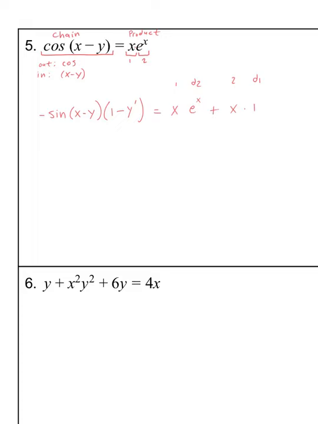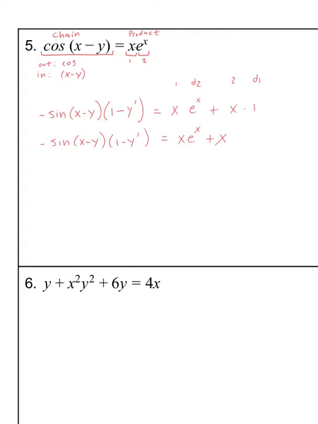Now let's clean this up a little bit. There's really nothing to clean up on the left, so negative sine of x minus y times 1 minus y prime. And on the right, we have x e to the x plus x. Okay, so we have one big messy term on the left, and we have two terms on the right.